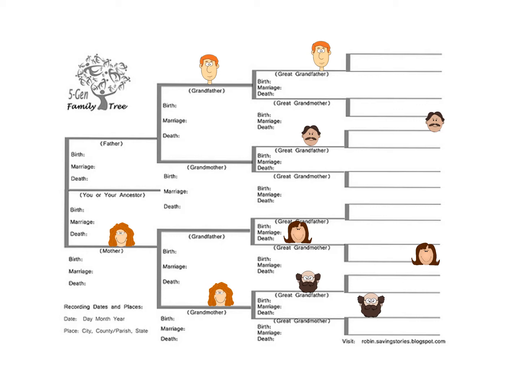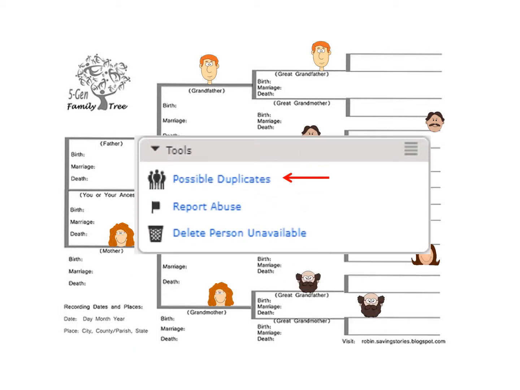FamilySearch does not automatically find all the duplicates of your ancestors, as some believe. So if you see no duplicates when you go into that feature, don't assume there aren't any.